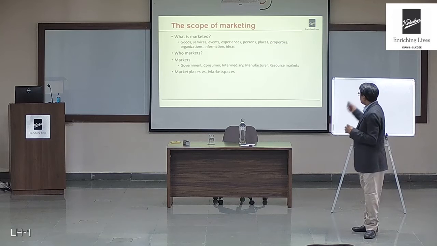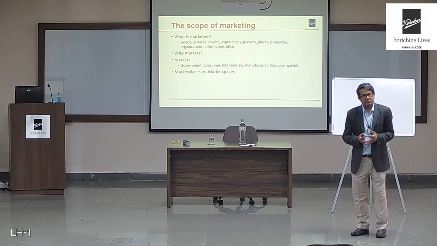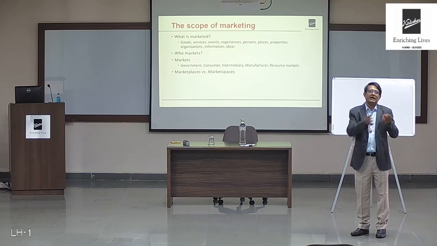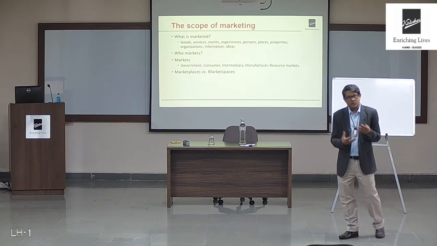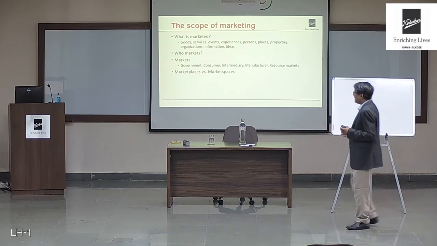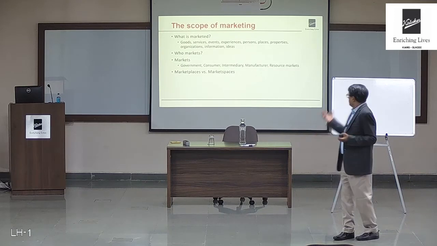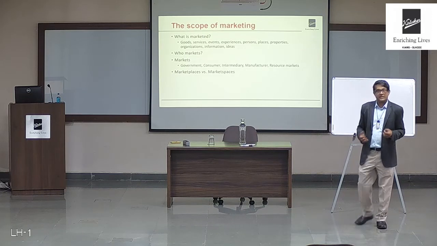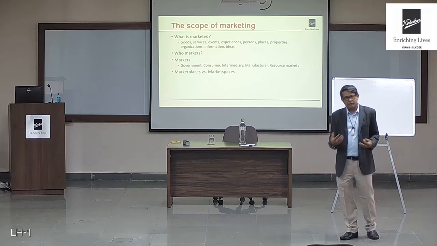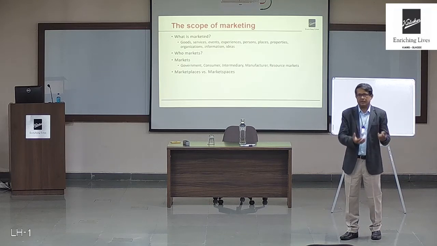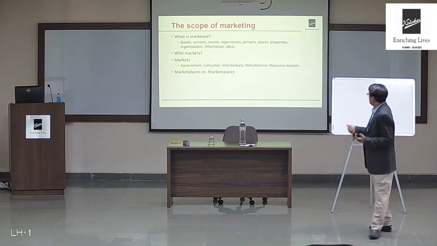And then under the scope of marketing, we'll look at what is being marketed. Most of us are familiar with goods and services being marketed. But if you look at this list, there are many other things. Not only goods and services, we also market events, like awards or marketing events. We are also marketing experiences. For example, in travel and tourism, what are they trying to market? They're marketing either a place or an experience. Bungee jumping, for example, is so popular in some parts of the world. You're just trying to market experiences.